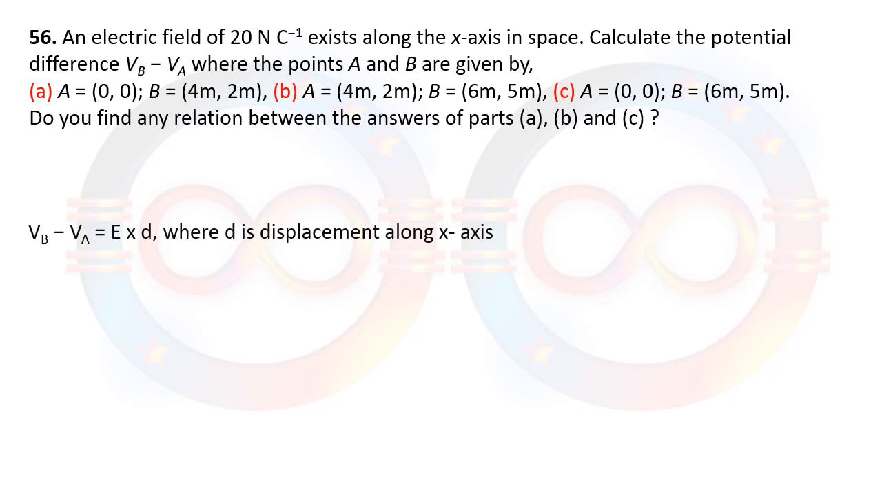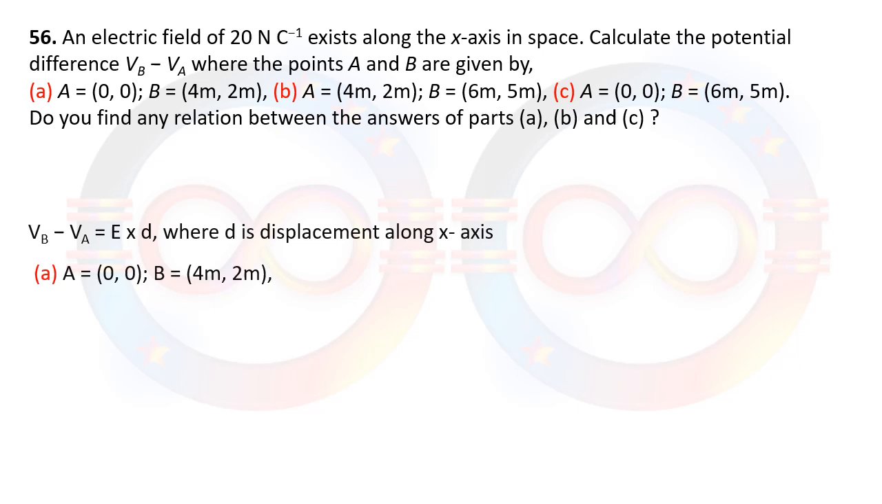We know that change in potential is nothing but electric field into distance. The electric field is given along the x-axis. How much distance or displacement is covered along the x-axis? If we multiply, we can get the answer. We have nothing to do with 0, 0 or 4, 2 meter. We need to check the x coordinate of point A and the x coordinate of point B. We don't have to do anything with the value of y given in A or in B.